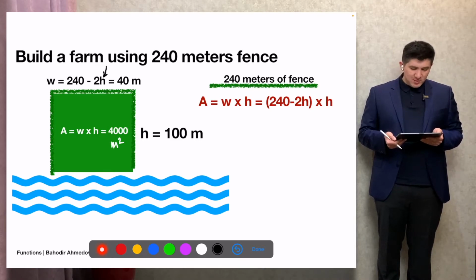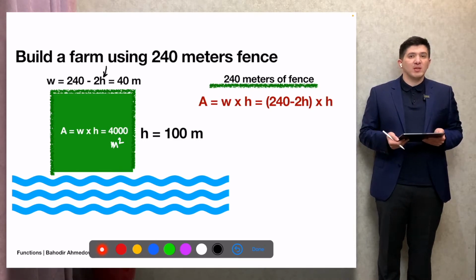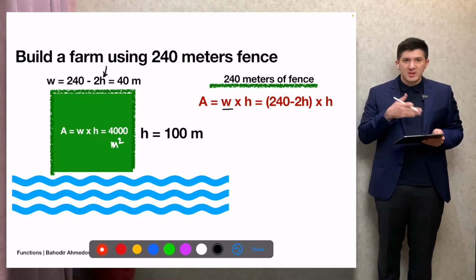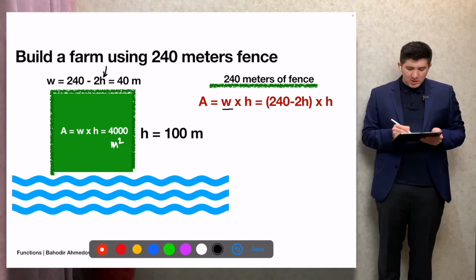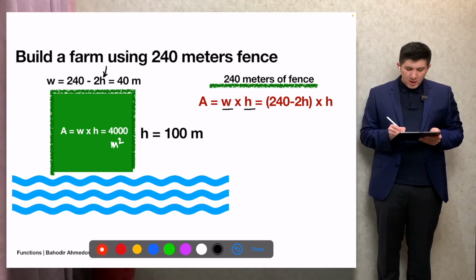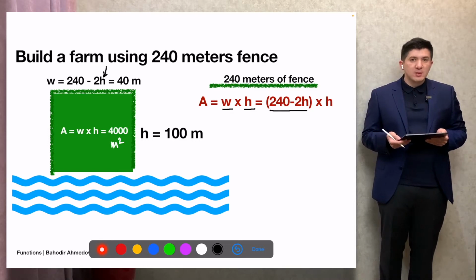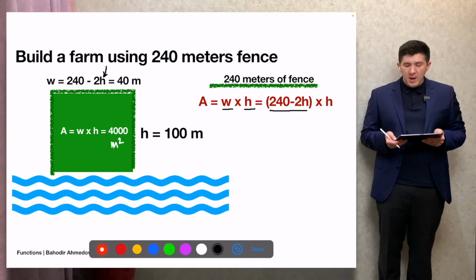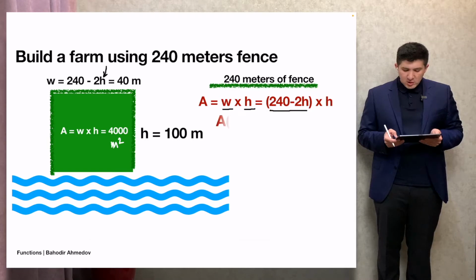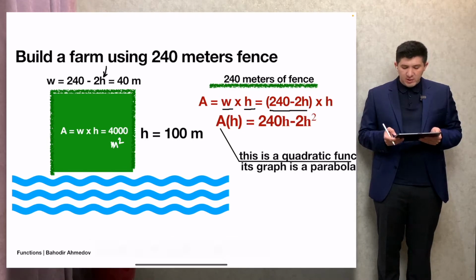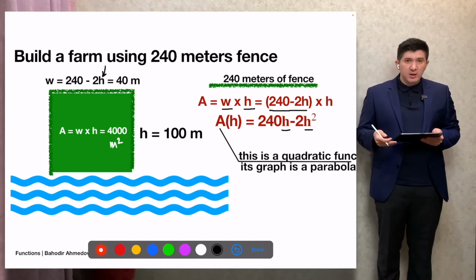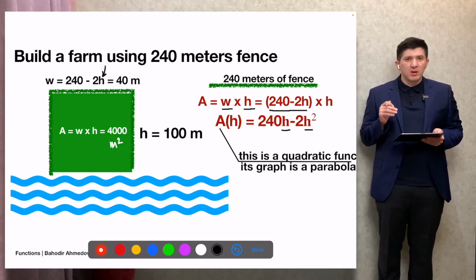It appears we can do this by understanding that this function of the area is a quadratic function. Any area of this farm is always going to be the multiplication of the width by the height, right? I know that the width can always be found from the height by subtracting 2 times the height from 240, and I'm just going to substitute this here. If I open the brackets, I get a quadratic function, right? You see, this is h squared multiplied by some constant and h multiplied by some constant. So this is a typical quadratic function.